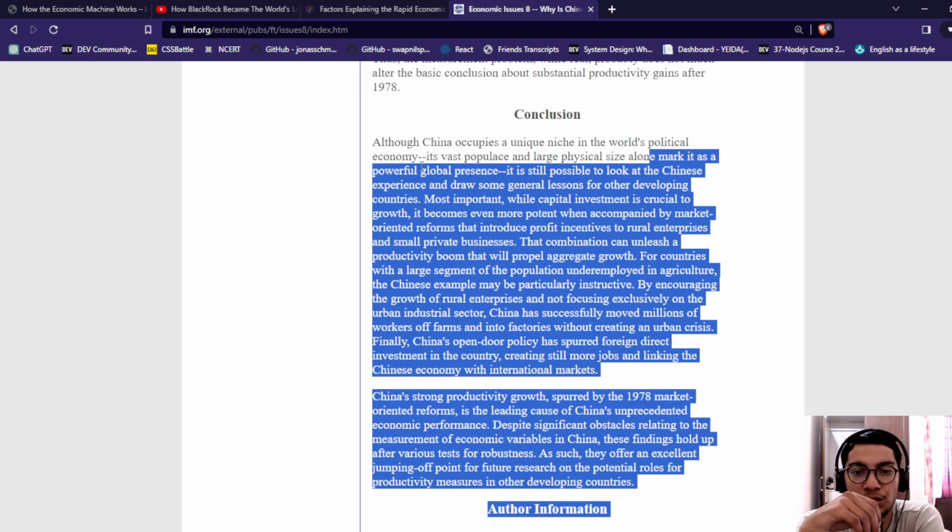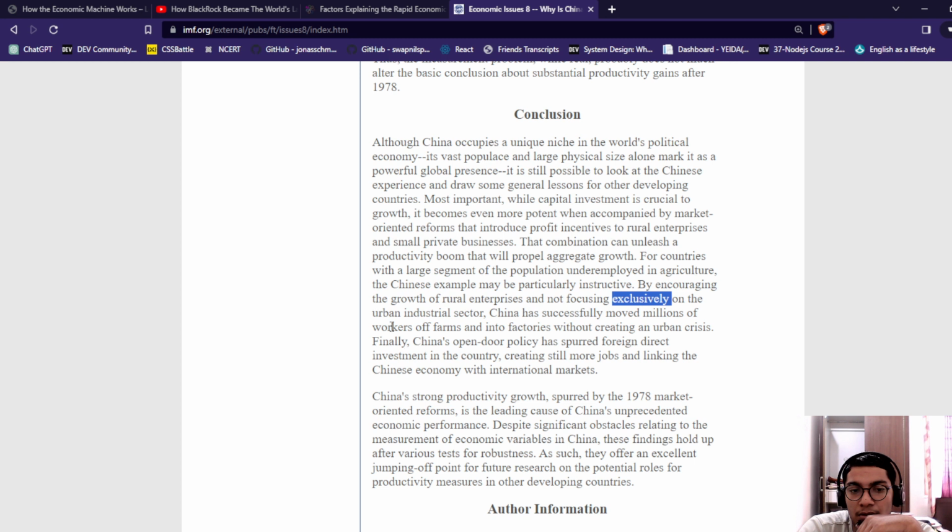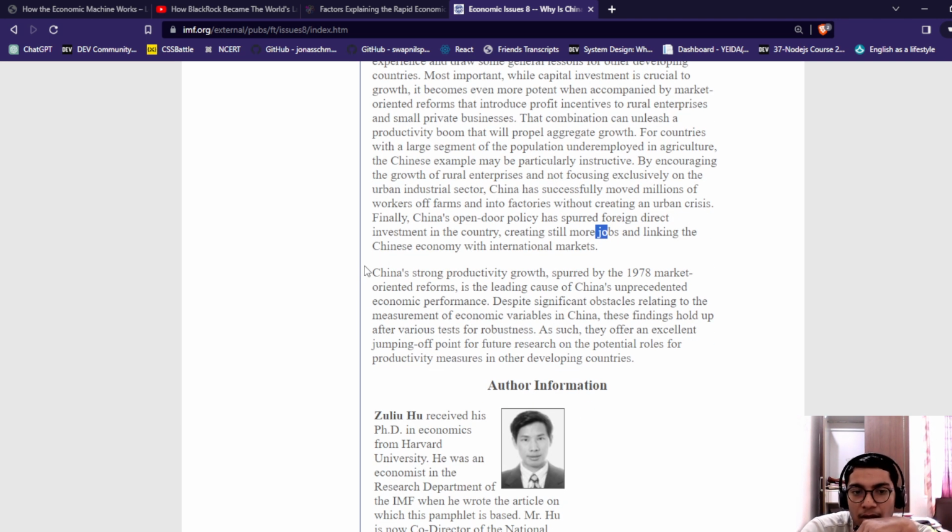from developing countries. Most important, while capital investment is crucial to growth, it becomes even more potent when accompanied by market-oriented reform. That combination can unleash a productivity boom, especially for countries with a large segment of the population underemployed in agriculture. China is an example of increasing growth of rural enterprise, not focusing on the urban centers. China has successfully moved millions of workers off the farm and into factories without creating an urban crisis. Finally, China's open door policy has served to attract direct investment, creating still more jobs and linking China's economy with international markets. China's strong productivity growth surpassed, driven by market-oriented reform.